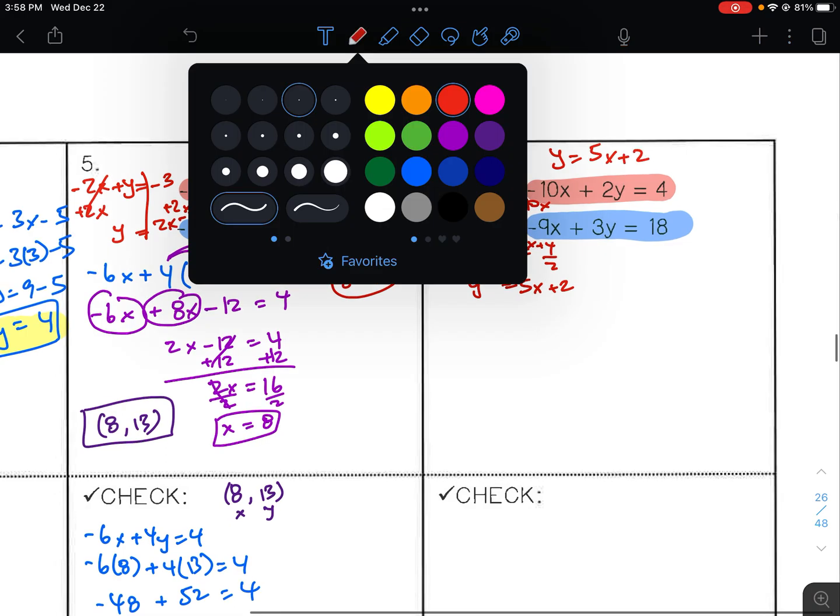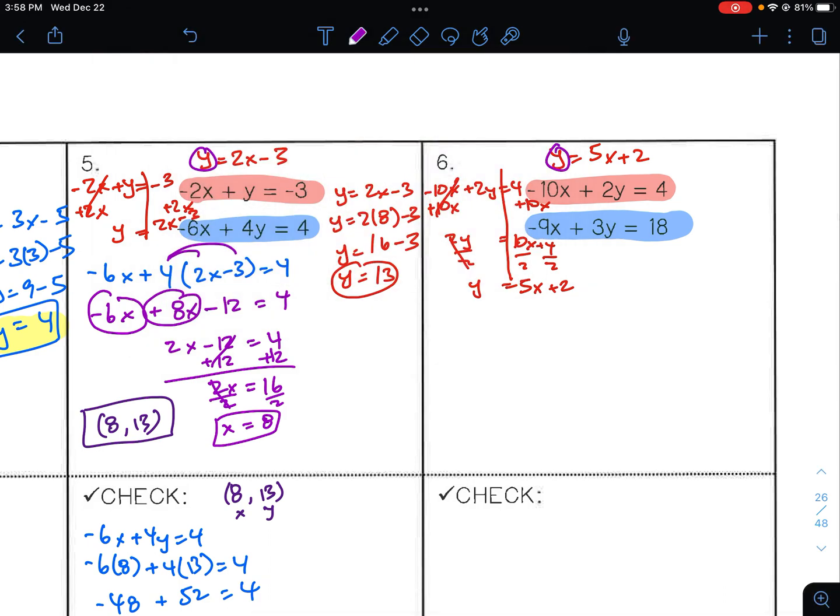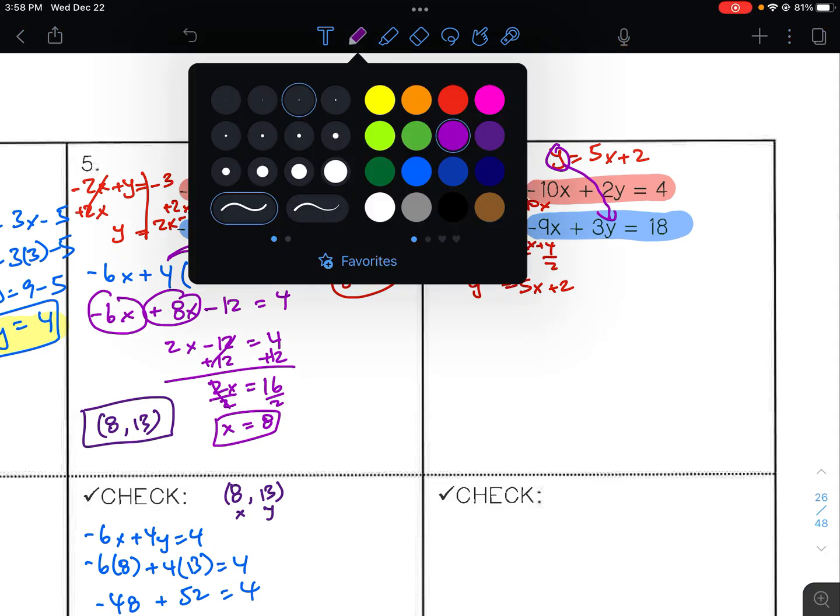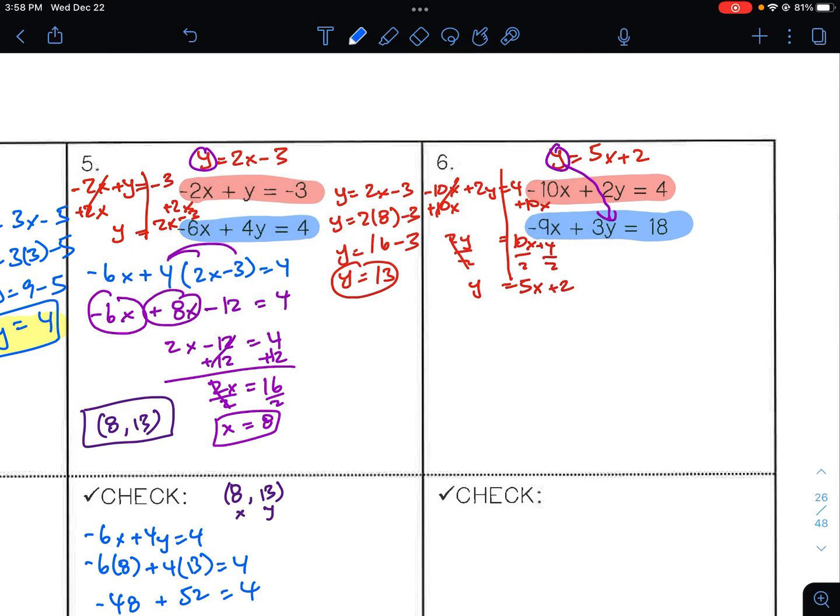Now I can take this y and substitute it into my blue equation right there. So let's do it. Negative 9x plus 3y, which is 5x plus 2, equals 18.